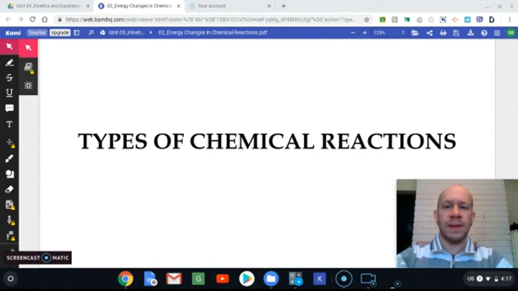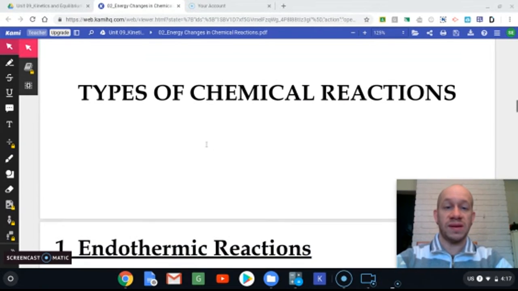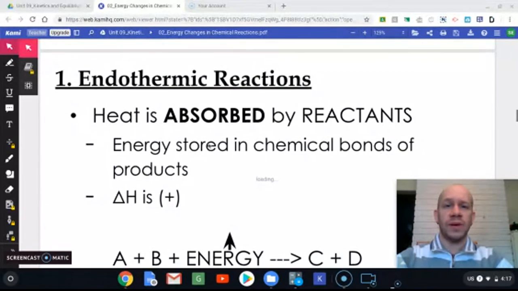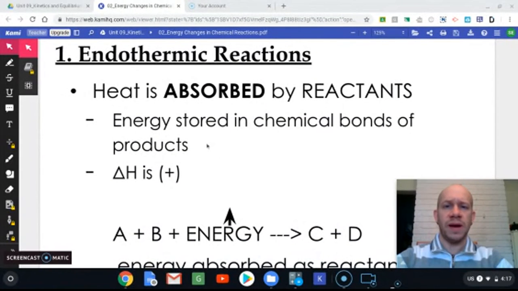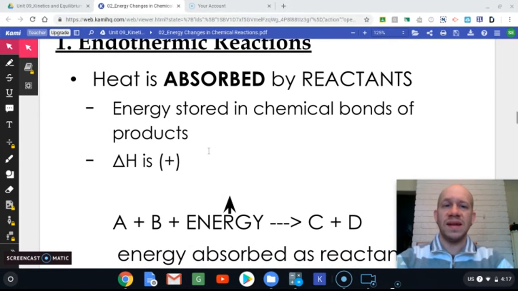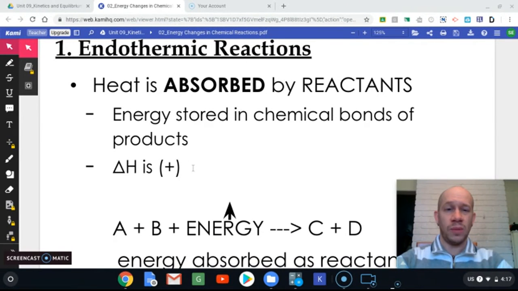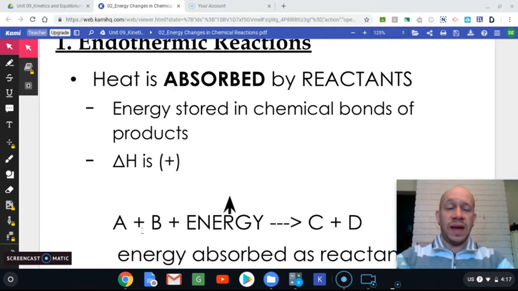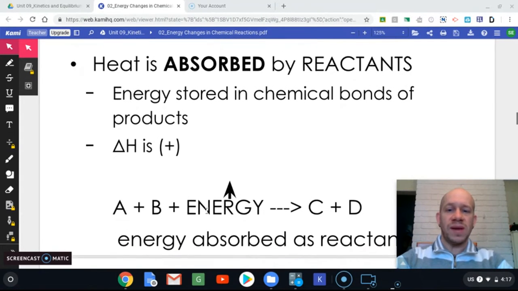The different types of chemical reactions that we are going to be discussing right now include endothermic reactions, where heat is absorbed by the reactants and energy is stored in chemical bonds of products. The delta H for endothermic is always positive. And whenever we write it as a chemical reaction, the energy is going to be on the left side as a reactant.